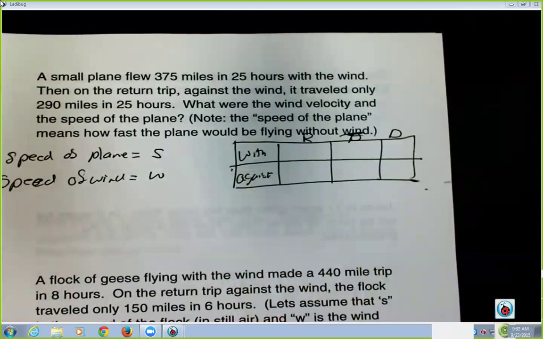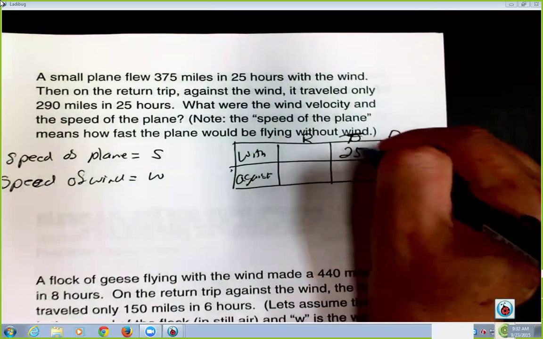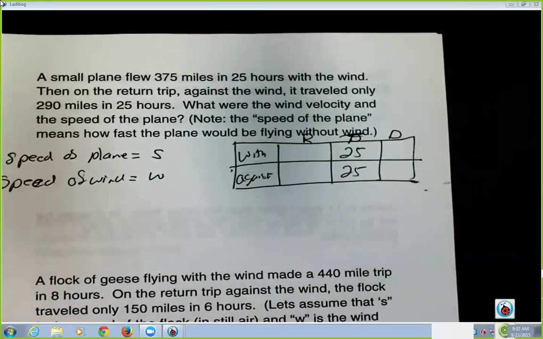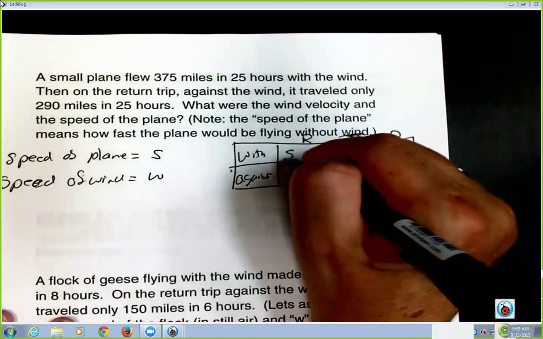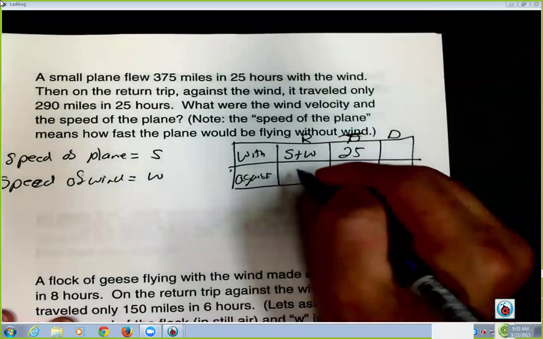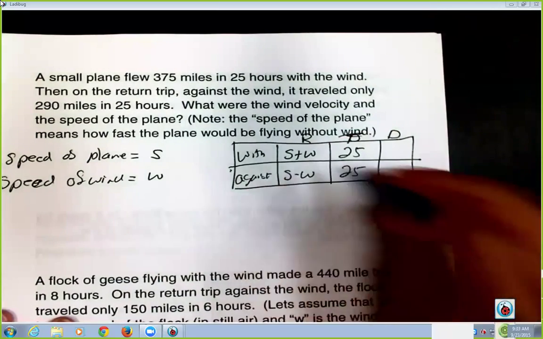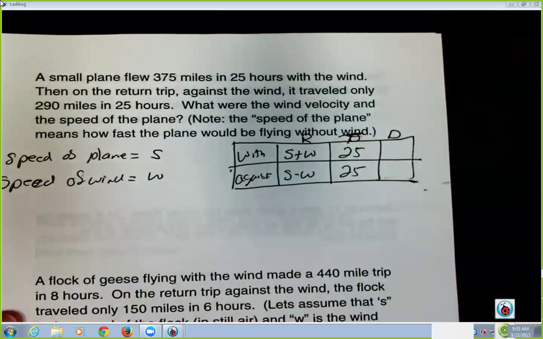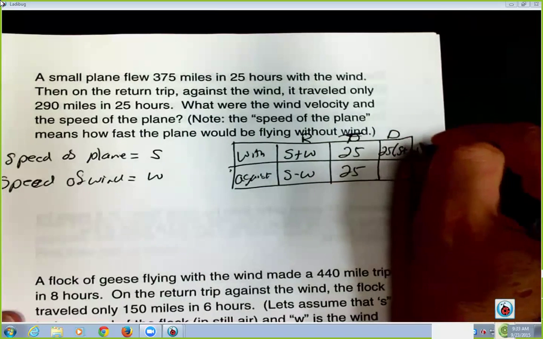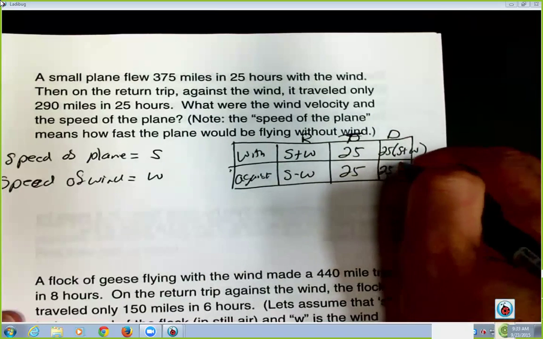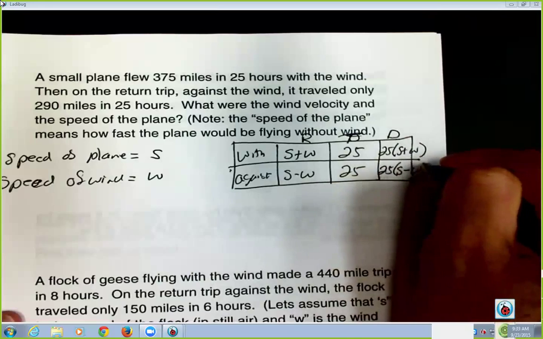So what is my time on these planes? So how much time are they traveling? Both 25 hours. What do we know about their rates? With the wind is S plus W. Against the wind is S minus W. We good there? Okay. So distance is going to be 25 times S plus W. And the other one's 25 times S minus W.